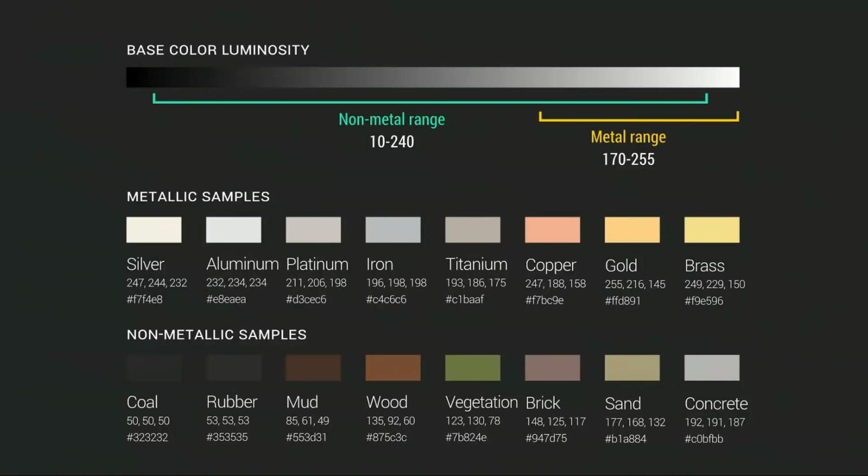And you can see that gold, for instance, that in real life appears quite yellow and saturated, the base color is actually not that saturated. All the colors in the base color map tend to be very pale compared to what you actually perceive.